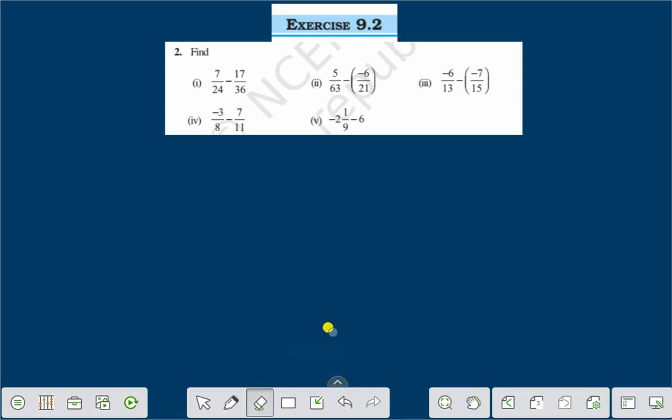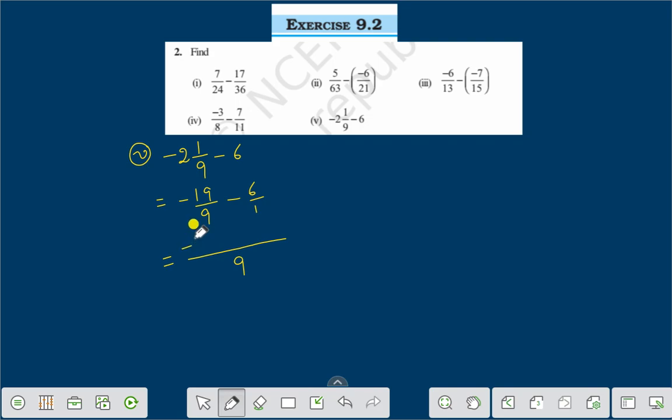Now question number 5. We will solve question number 5. Question number 5 is minus 2 whole 1 by 9 minus 6. You are getting 9 times 2 is 18, 18 plus 1, 19, so minus 19 by 9 minus 6. Or 6 can be written as 6 by 1. Therefore, the LCM is 9.